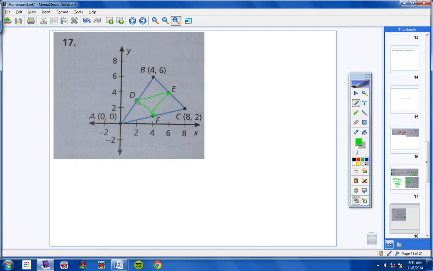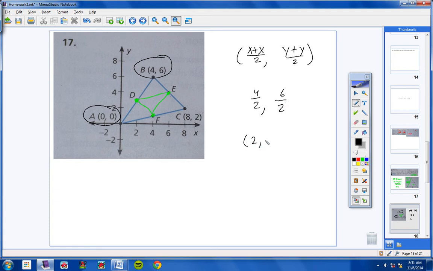How do you find the midpoint? How do you find D? Remember how to find the midpoint, guys? It's so easy. It's x plus x divided by 2, y plus y divided by 2. So easy. So here's your 2 points, here and here. So x plus x, 0 plus 4 divided by 2, y plus y, 0 plus 6 divided by 2, 2 comma 3. So there's this point right here. Letter D is 2 comma 3.